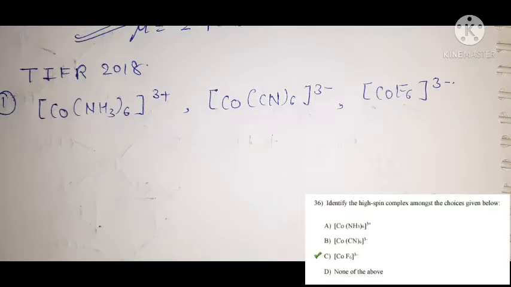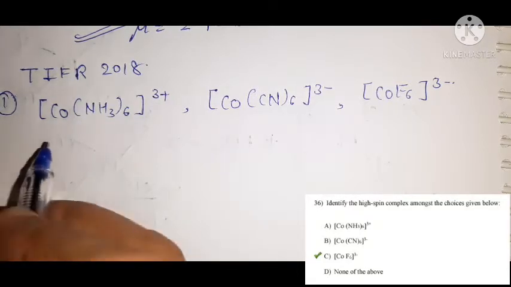But when the outer d orbitals of the central metal atom are used in complex formation, or you can say hybridization, that means in this condition this type of complex is known as a high spin complex. So what is the deciding factor for high spin or low spin complexes? It will be decided on the basis of your ligand field strength.